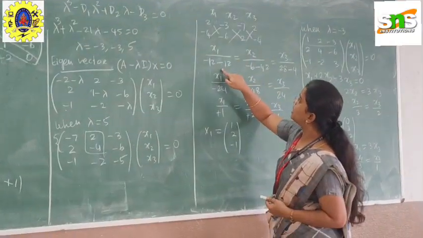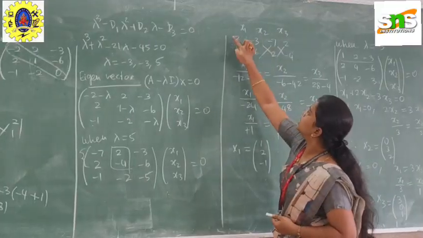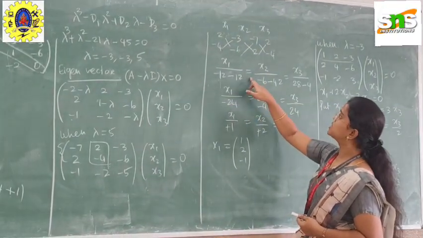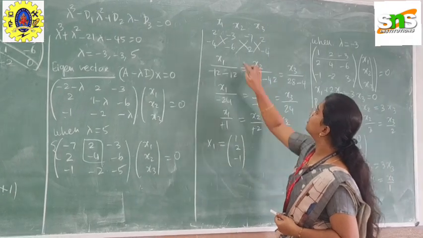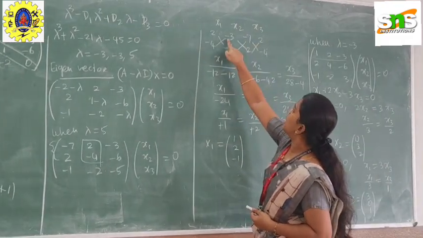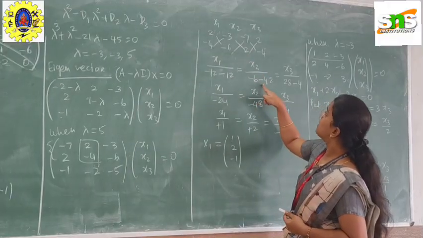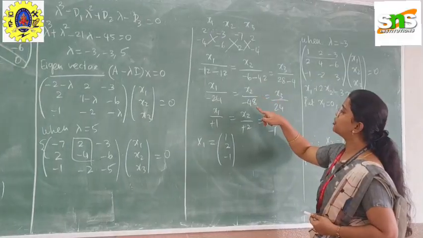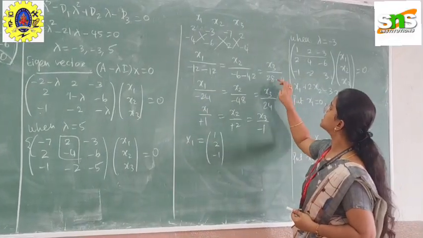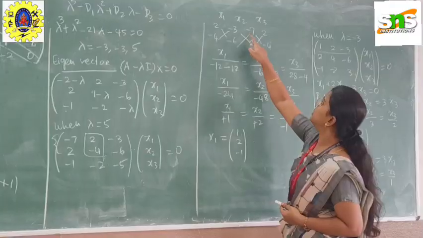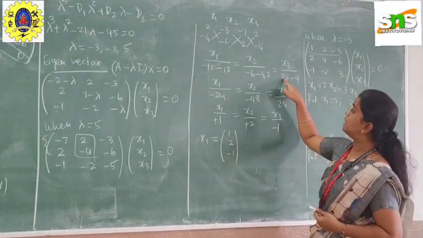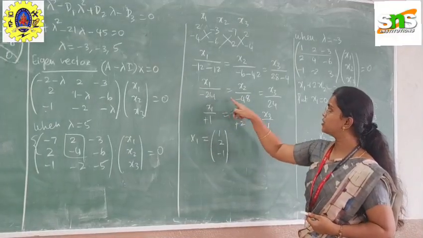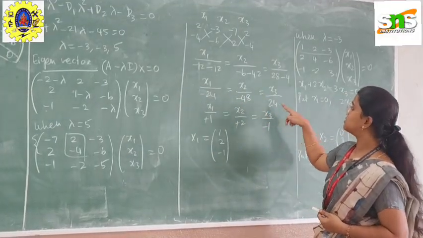Then x1 divided by the determinant of this portion, that will be minus 12 minus 12, is equal to x2 divided by the determinant of this portion, which is minus 3 into 2 will be minus 6, minus 6 into minus 7 will be 42, which is minus 6 minus 42 will be minus 48, is equal to x3 divided by the determinant of this portion. So that will be minus 7 into minus 4, which is 28, minus 2 into 2 will be 4. So the x1 value is minus 24, the x2 value is minus 48, the x3 value is 24.